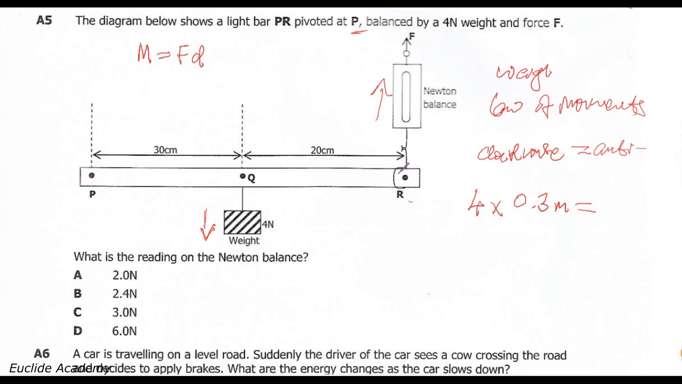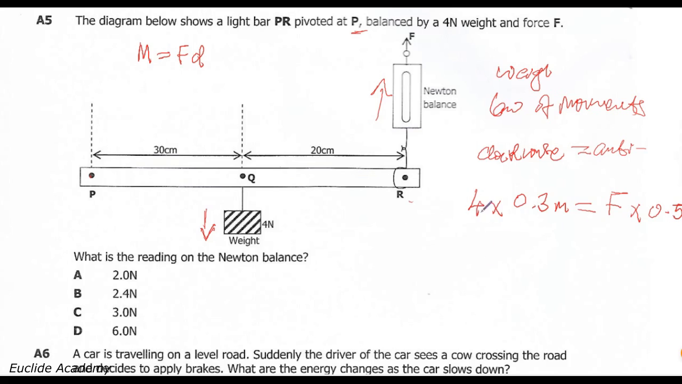So that should be equal to this moment right here, this force right here, which is the anti-clockwise force, which is, we'll just say F because we don't know, times the distance from this to the point of application, which is the perpendicular distance, that is 30 centimeters plus 20 centimeters, which is 50 centimeters, which is 0.5 meters. I'm converting the centimeters to meters by just dividing by 100, and I get 0.5 meters.